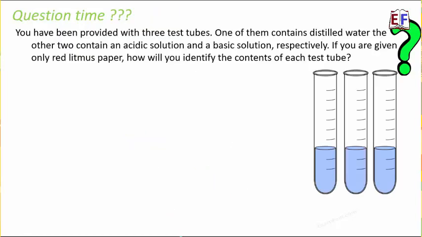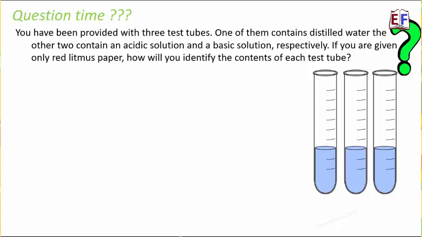So it's time for a question. Now that we know about acids, bases, and indicators, let's try this out. You have been provided with 3 test tubes. One of them contains distilled water. The other 2 contain an acidic solution and a basic solution respectively. If you are given only red litmus paper, how will you identify the contents of each test tube?